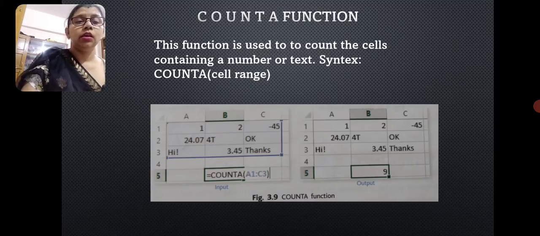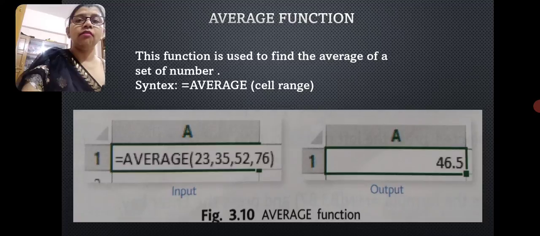As you can see in the picture, there are numbers: 1, 2, minus 45, 24.07, 3.45. These are the numbers. When it counted, the cell range is from A1 colon C3. This is the range of cells, and when you click on the Enter button, the answer is 9. Understand, children?